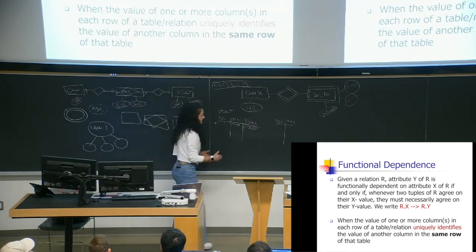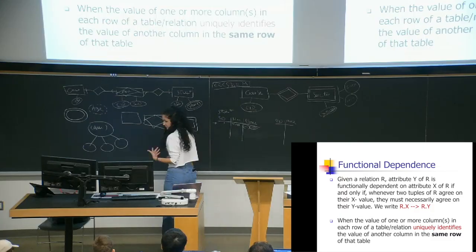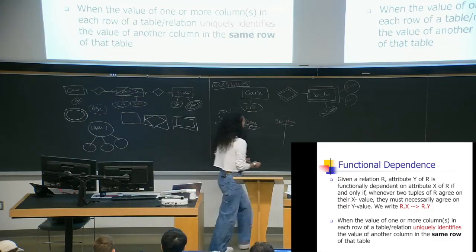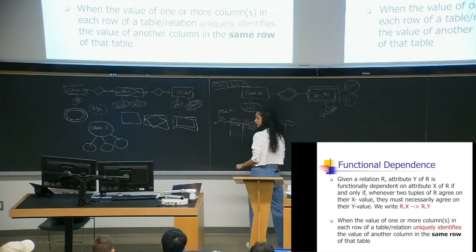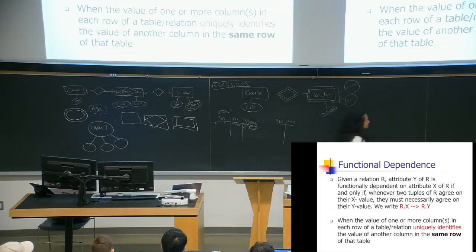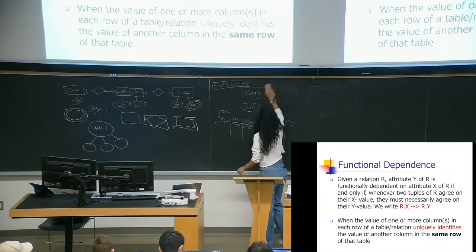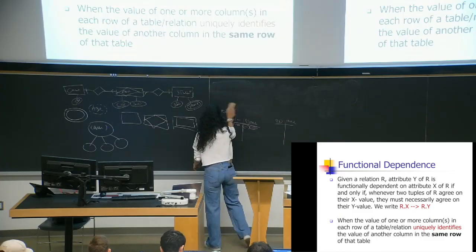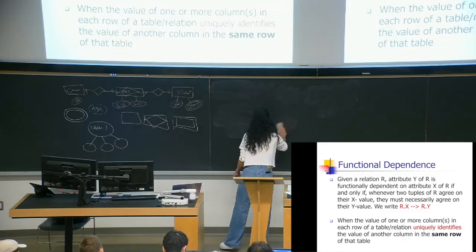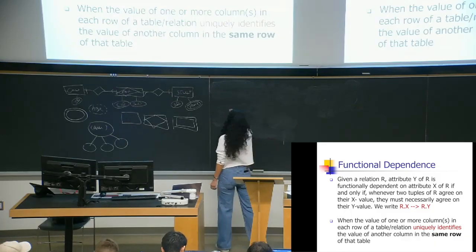Now, R is your table or relation. All it is trying to say is that you have a table, and there is a dependency between columns of the table. So this is all that it is saying.